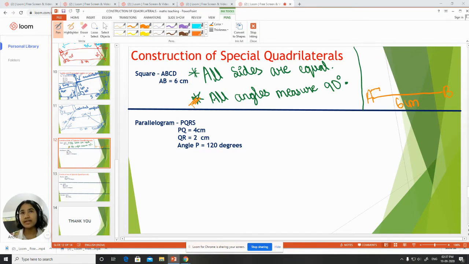Then at 90 degrees, we will draw a straight line. Here also 90 degrees, we'll draw a straight line. Wherever it's 90 degrees, we have to draw it. It'll extend. Then 6 centimeters from here we'll cut an arc. From here we'll cut an arc. Mark it here C, here D, and join this. This is our square with all sides equal and all angles measuring 90 degrees. Done.